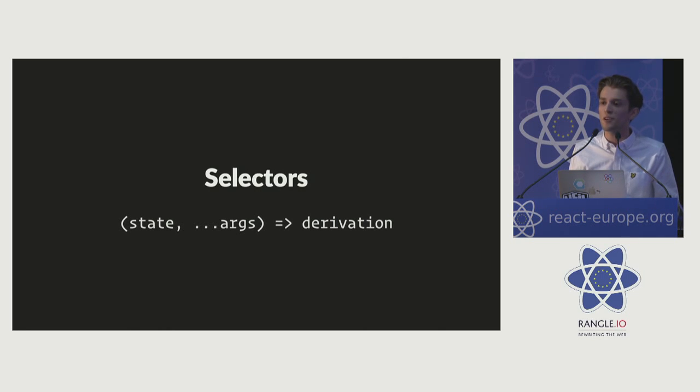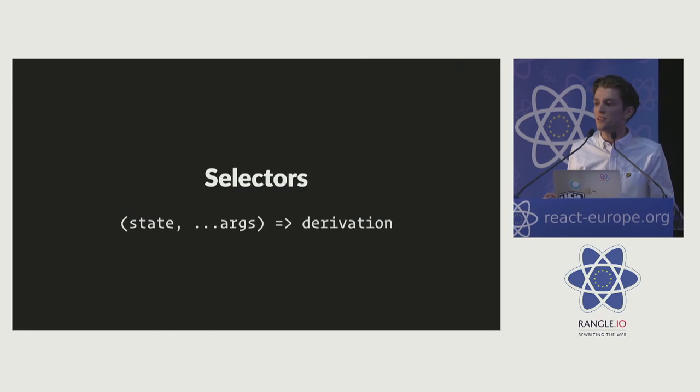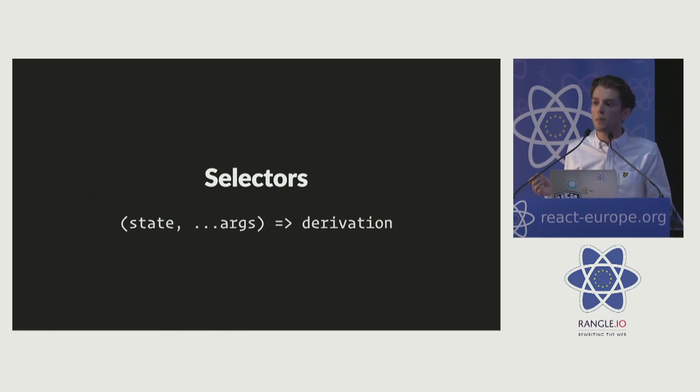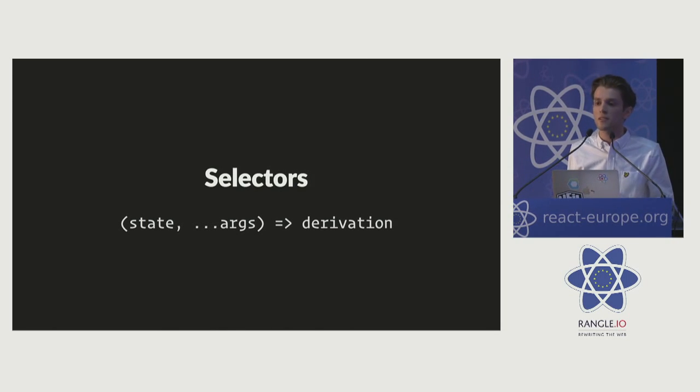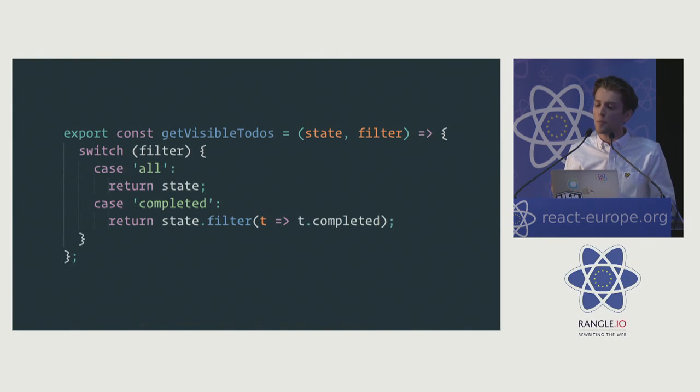There are also selectors, and this is not a core concept in Redux, but I've come to appreciate it more as I looked at real-world Redux apps. And basically, if you ever wrote a mapStateToProps function, this is a selector. A selector is just a thing that takes the state, takes some optional arguments, and returns some kind of derived state that is more useful to the UI. Here's an example of a selector. It's a getVisibleTodos function that takes the state and the filter, and returns the todos filtered by this filter.